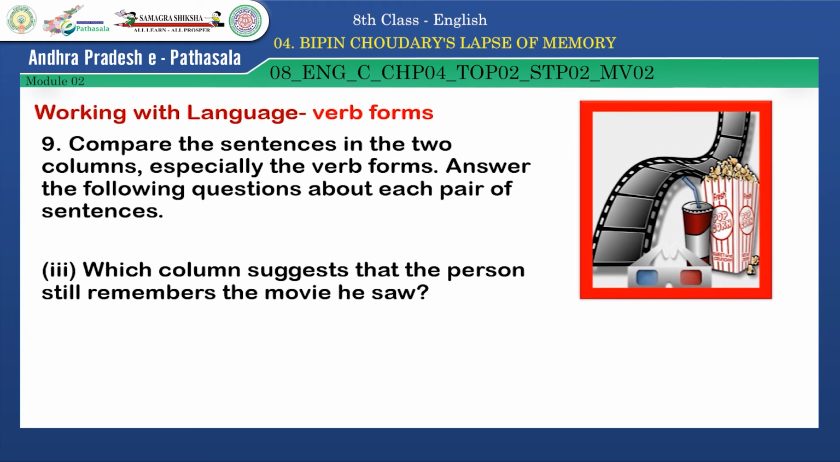Let's move to the third question. Which column suggests that the person still remembers the movie he saw? For this answer also, we will have a look at the table once.